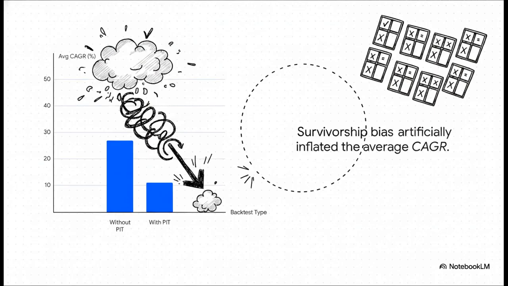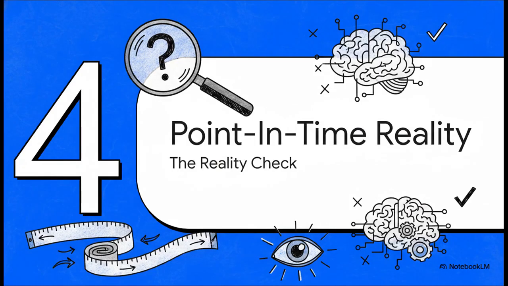But the moment they stripped away that hindsight bias, the true average CAGR plummeted to just 11.1%, and it only beat the index in 5 out of those 11 windows. That initial 27% was a total mirage. So how do we fix this?